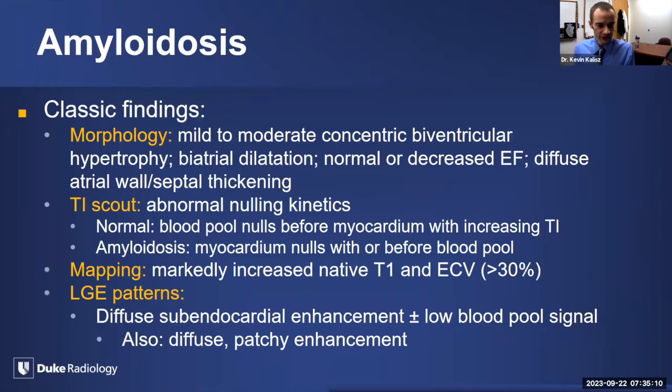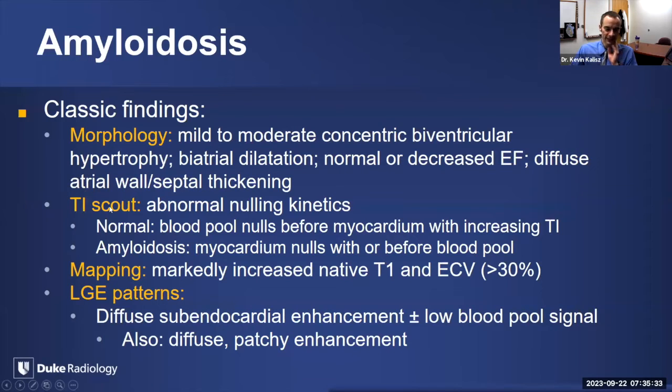So again, amyloidosis has a number of classic findings, starting with morphology. Again, mild to moderate concentric ventricular hypertrophy. I don't know if it was really pronounced in the cases I showed, but classically a biatrial dilation. EF can be normal, but typically is mildly decreased. And you can also have not only atrial dilation, but atrial wall thickening and septal thickening.